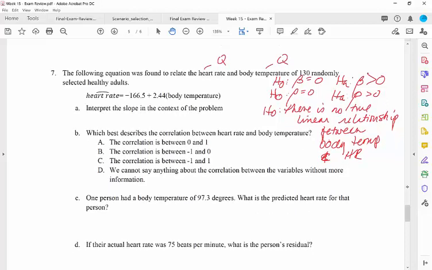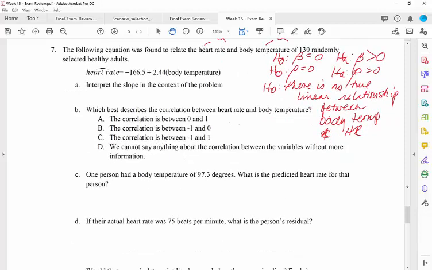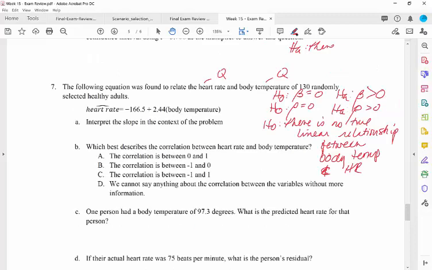And then for the alternative for this one, I'm trying to figure out where to write it. We're testing that there is a true positive linear relationship, because we're looking at greater than, between body temperature and heart rate.